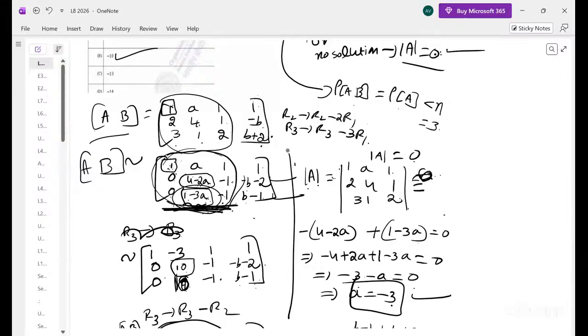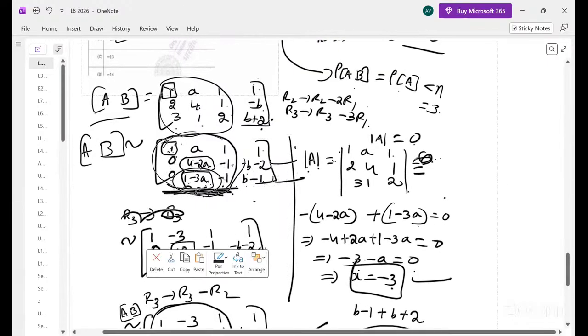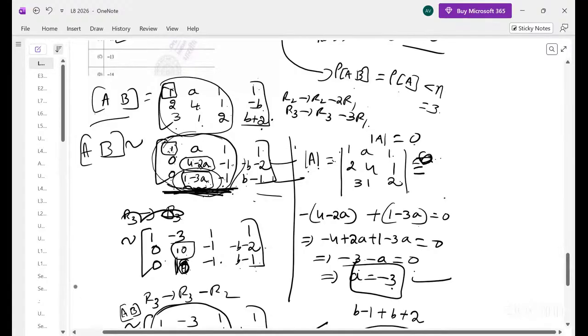But here also you have to... You are not doing the echelon form. Echelon form you are not doing. You are just simply subtracting R3 minus R2. Luckily here you are concluding. But in all the cases it may not work.